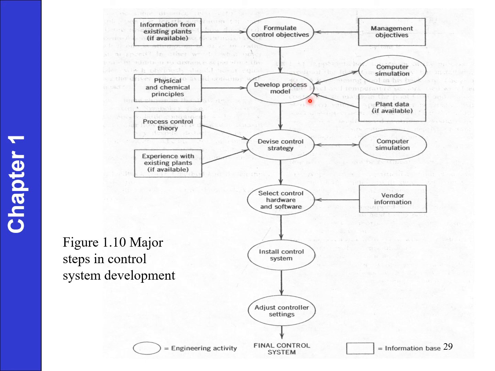This model can be from first principles, or it can be from an empirical model, which means we get it from experiments or from plant data, and we get the equations and we develop the process model.